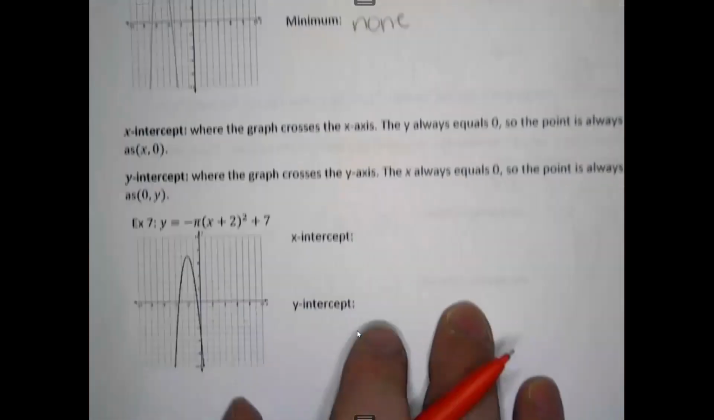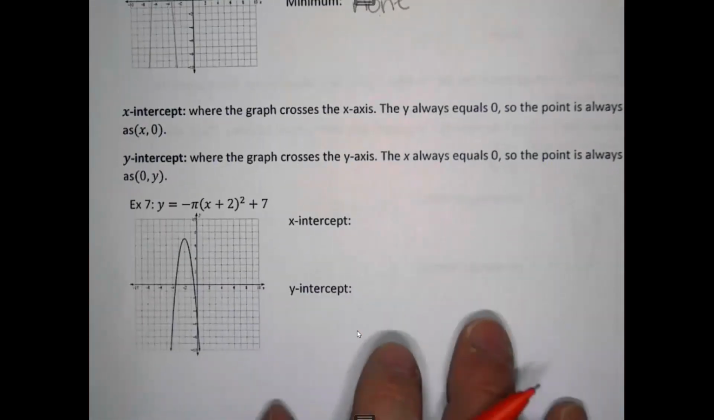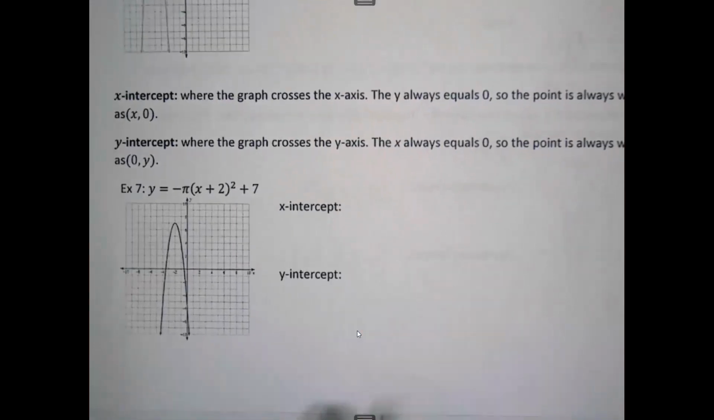X-intercepts and Y-intercepts, where the graph crosses the X-axis, where it crosses the Y-axis. Here we have to graph this on Desmos. So let's get our Chromebooks out. You're going to need them for the assignment today anyway. So go ahead and get your Chromebook out if you don't have it out already.